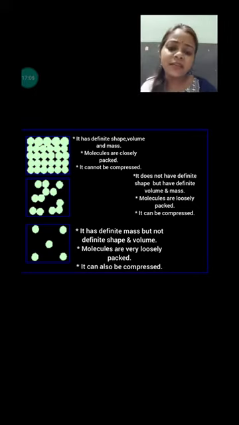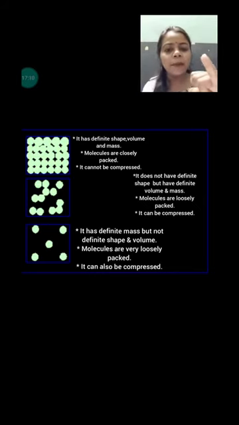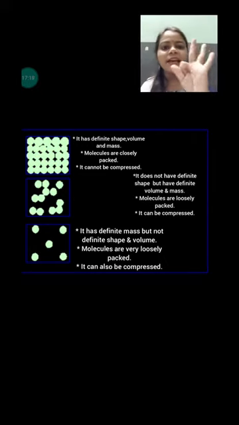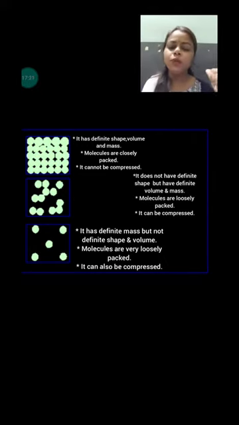Third is the gas. It has neither a definite shape nor a definite volume, but its mass is fixed. One thing please remember: the mass of solid, liquid and gas is fixed. Only the volume and shape change in each of the matter. Gas has a definite mass, but not a definite shape and volume. If you keep the gas in a balloon, it will take the shape of the balloon.